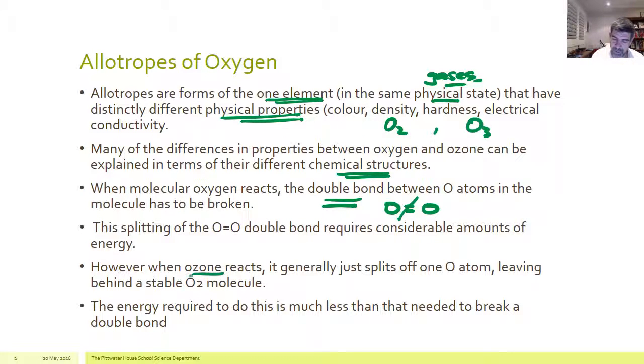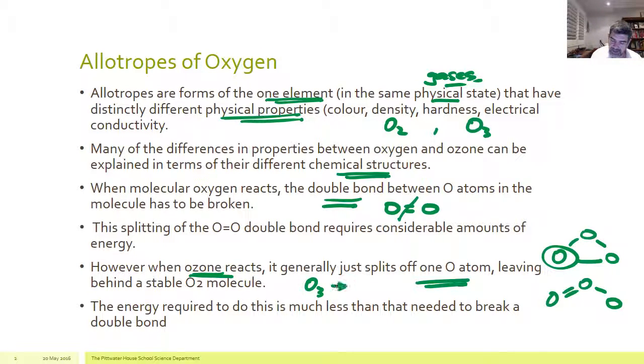The difference is when we look at the ozone molecule, we've talked about how ozone has a structure more like this rather than like this. But either way, what we find is one of those oxygen atoms is more readily split, and this leaves behind a single oxygen atom, and we'll look at what happens with this at a later stage. But the energy required to do that is much less than needed to break the double bond for the oxygen.